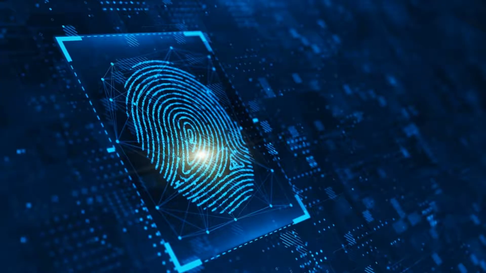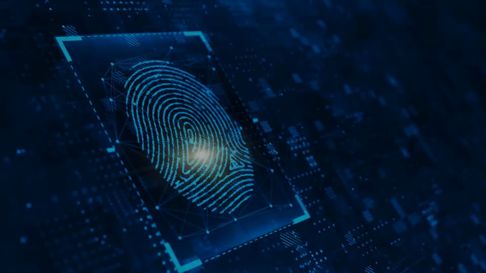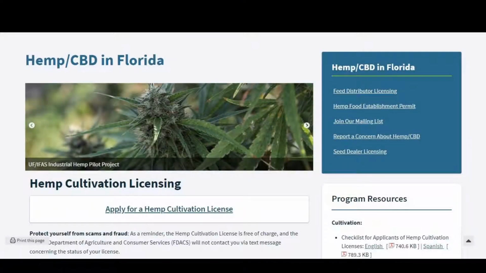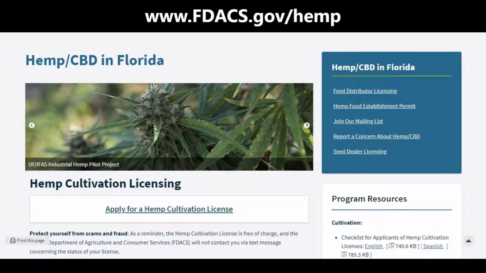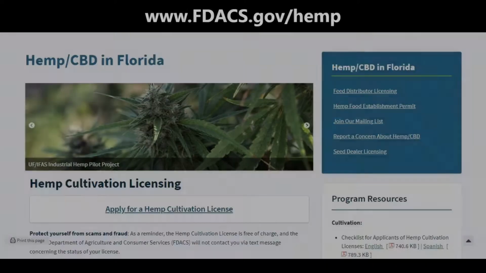To begin the application process, all applicants, including the responsible person and all control persons, must submit a full set of fingerprints to a live scan service provider, which will be evaluated by the Florida Department of Law Enforcement. Applicants will then need to create an account with the Hemp Cultivation Application online portal at the FDACS Hemp page, www.fdacs.gov/hemp. A valid email address will be required to validate the user profile and create the account.